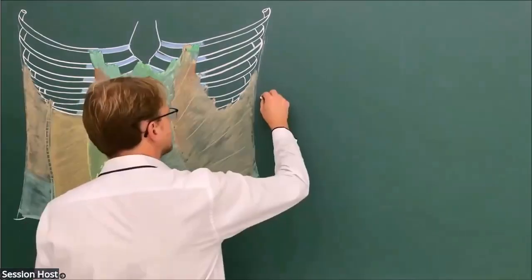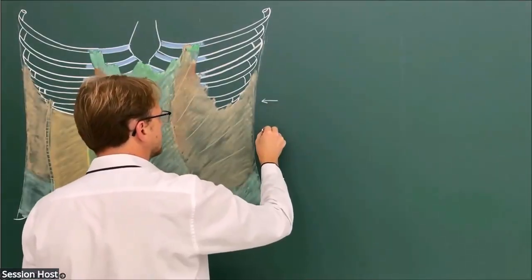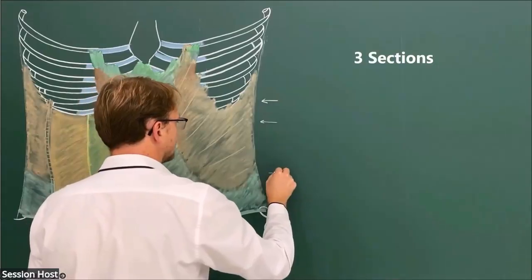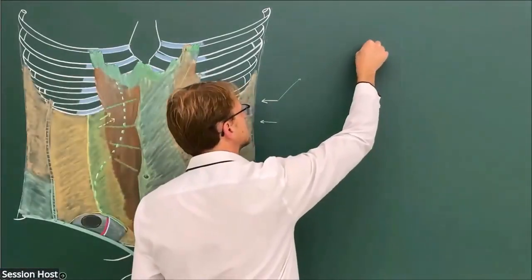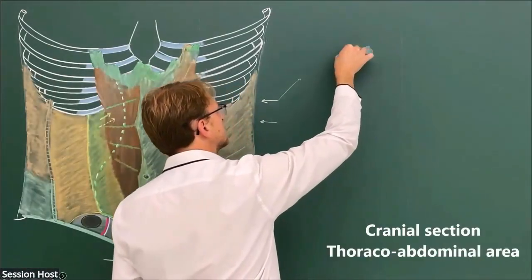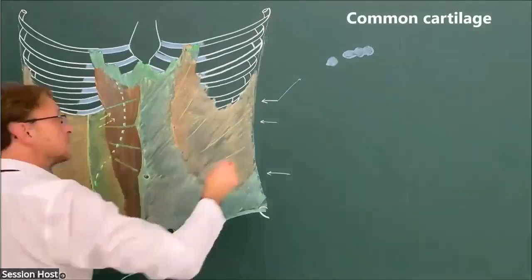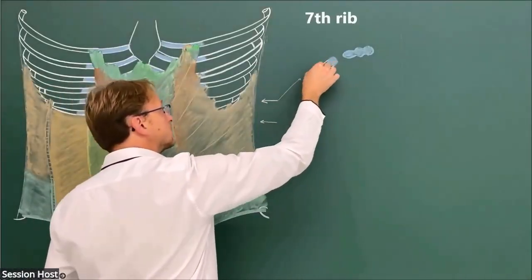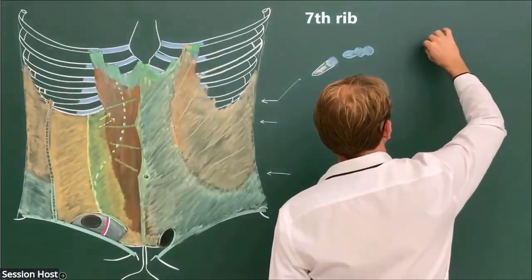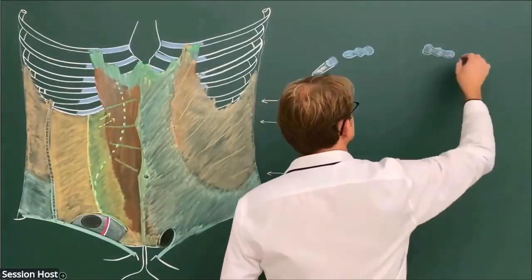To understand this anatomy, we will perform 3 sections: one cranial, one in the middle, and one caudal. This is the cranial section. This is the thoracoabdominal area. We can find here the last common rib cartilage and the seventh rib. Same anatomy left side.